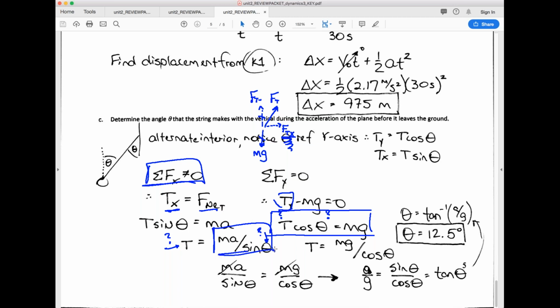We set this ma over sine theta equal to mg over cosine theta, and then solve for theta. That's exactly what we've done here in this next step. The masses cancel out. I end up getting a over g, and then sine theta over cosine theta is equal to tangent theta. It's a bit of a tricky question. I think the solution's tough to get, but certainly not undoable. Adam, make sure if you have any follow-up questions on that, you let me know what they are.